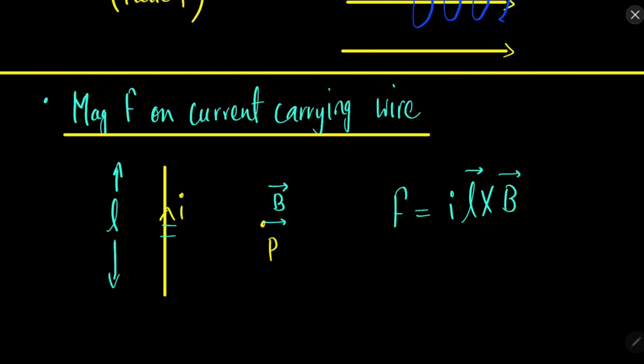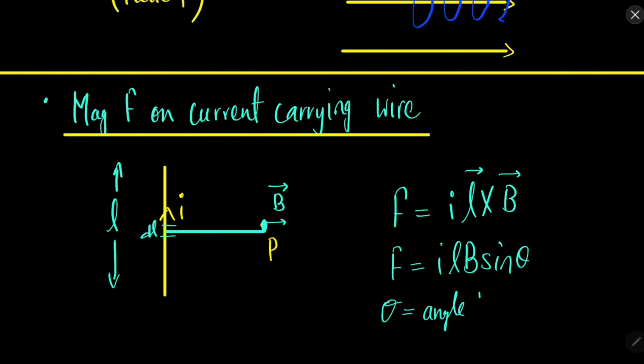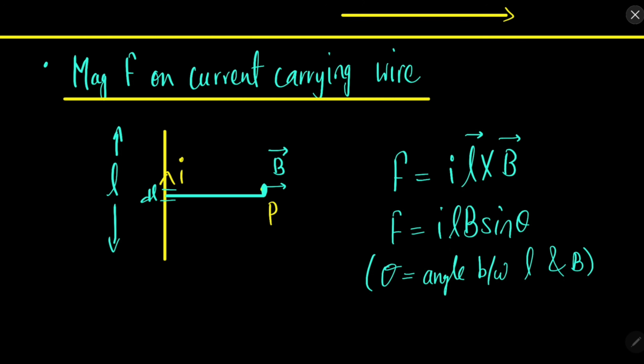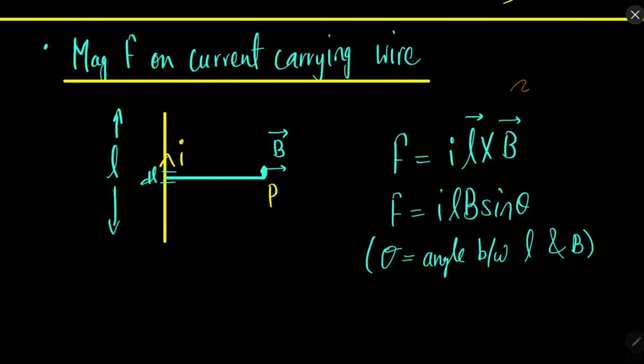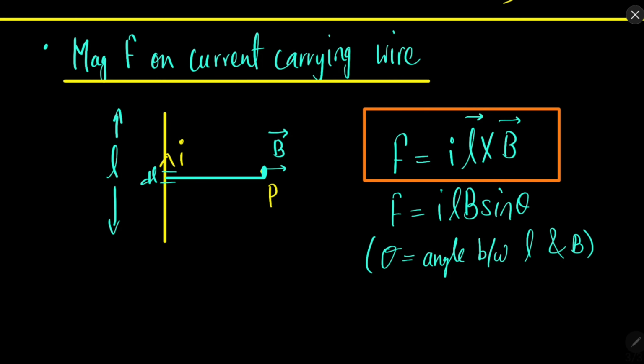And let's say we have taken a small length dl, and this will be I L B sine theta. So theta will be the angle between L and B. So this is the formula used when we need to find the force on a current carrying conductor or a current carrying wire.